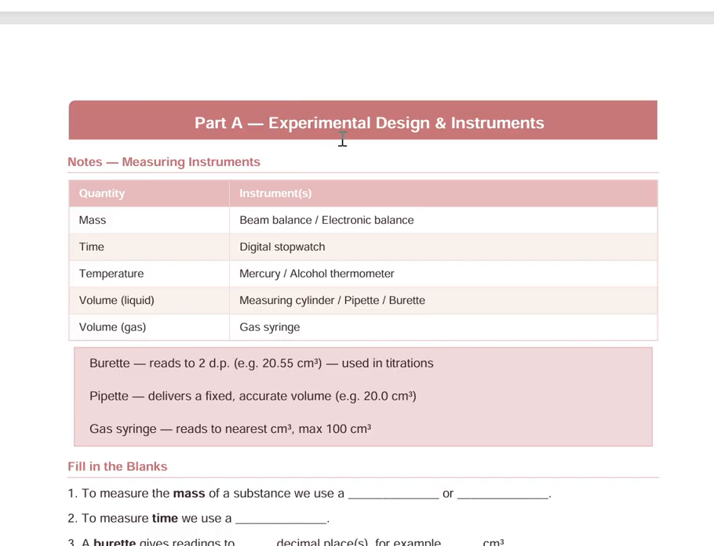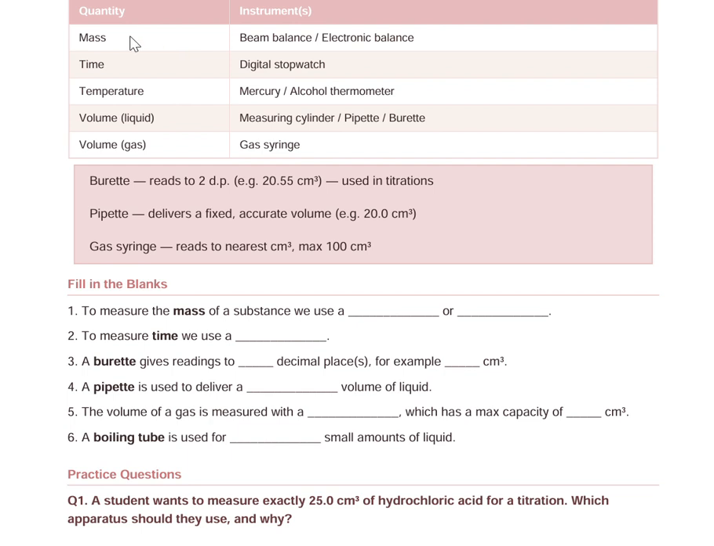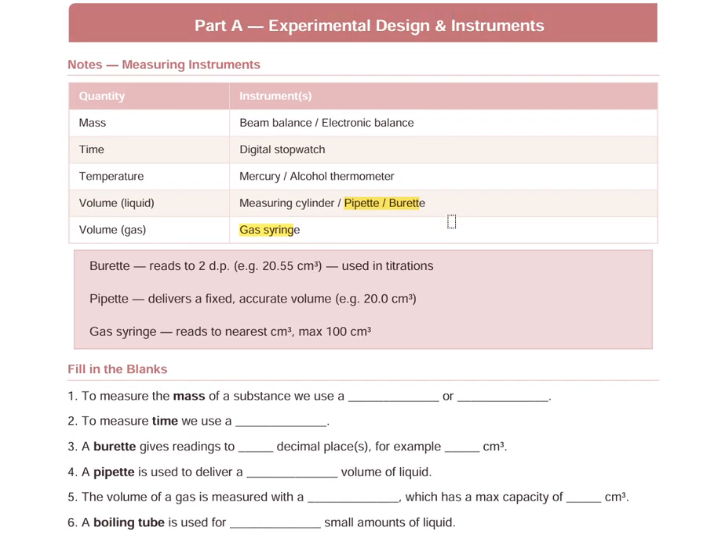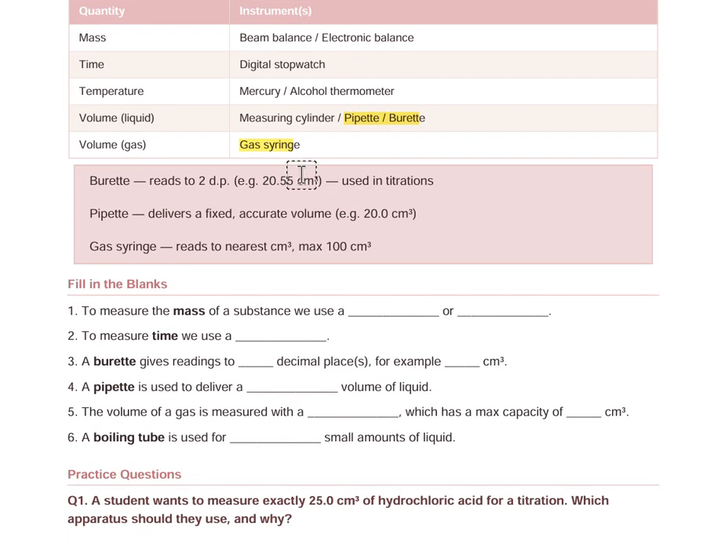So our first part is experimental design and instruments. Let's start with the basic ones: mass, beam balance, electronic balance, time, digital stopwatch. All these quantities and instruments you should have learned when you were in lower sec. But now we'll be learning them in a more detailed manner, because these are in our syllabus now, so we actually should learn more things. Okay, let's start.